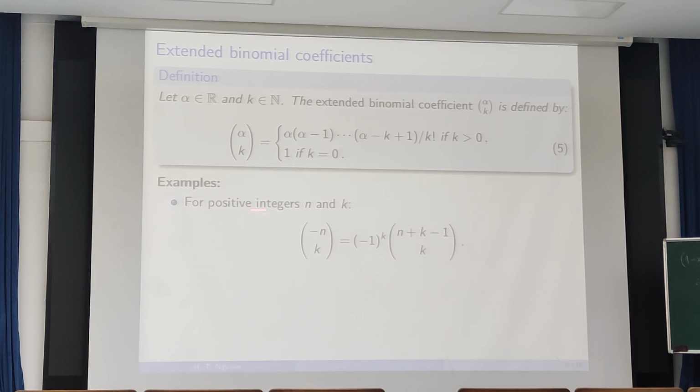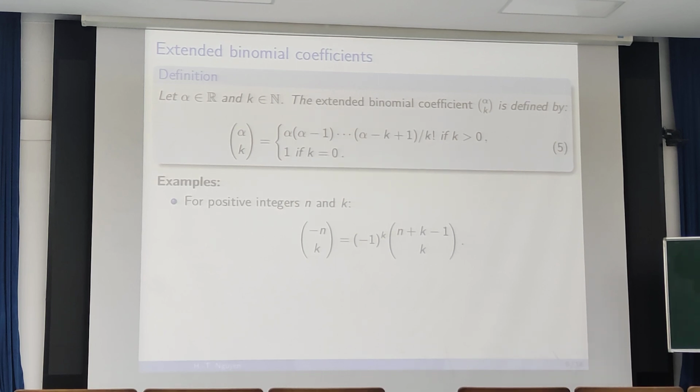So, some special cases. For if alpha is a negative integer, that is to say if alpha is minus n, where n is a positive integer, then we get this formula. Note these cases because they will be used quite frequently. It will be useful if you note them down somewhere easy to find.